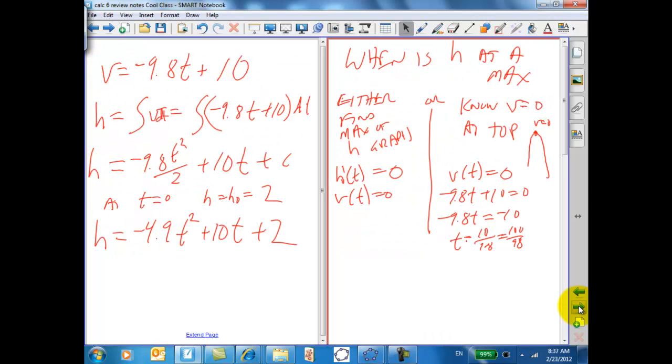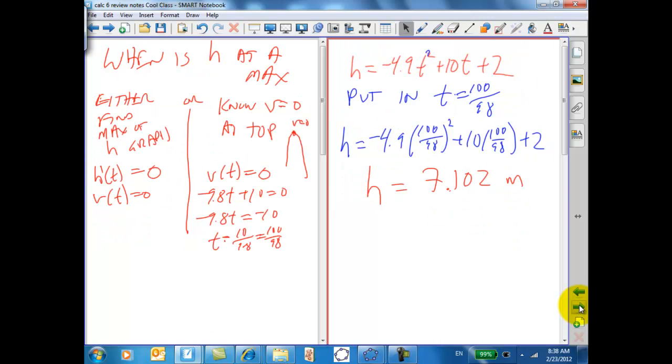You can either say it's going to be when the velocity is 0, and that happens at 198 seconds, and then you can plug that in. Or you can look at the max of this height graph and set the velocity equal to 0. In either case, you get this 198ths. And you've got to plug that in to actually get the maximum height.